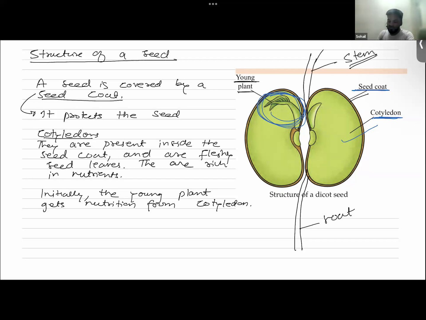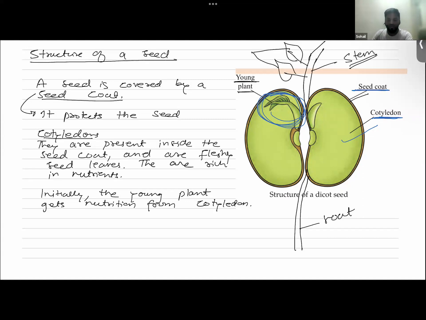Now this stem will later on carry leaves also. It will start bearing leaves, and we know that plants produce their food by which process? Have you heard of photosynthesis?